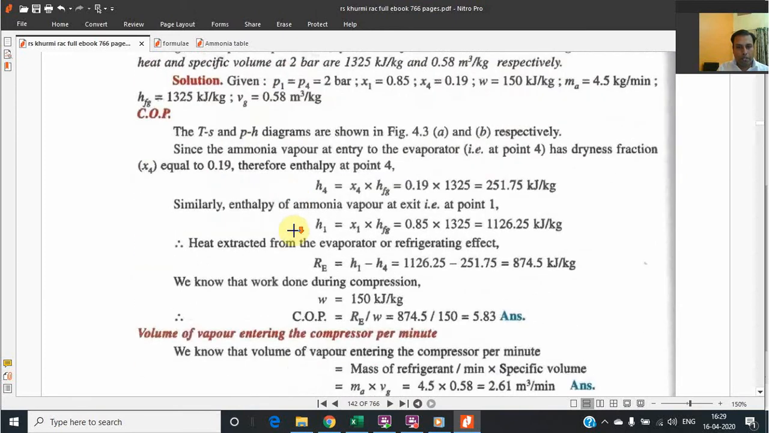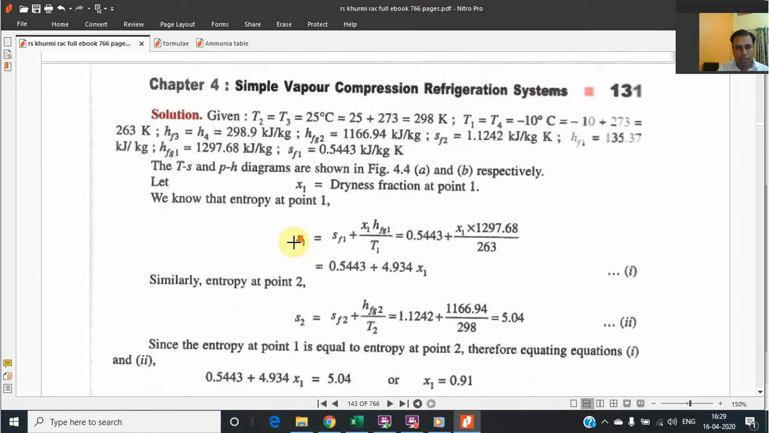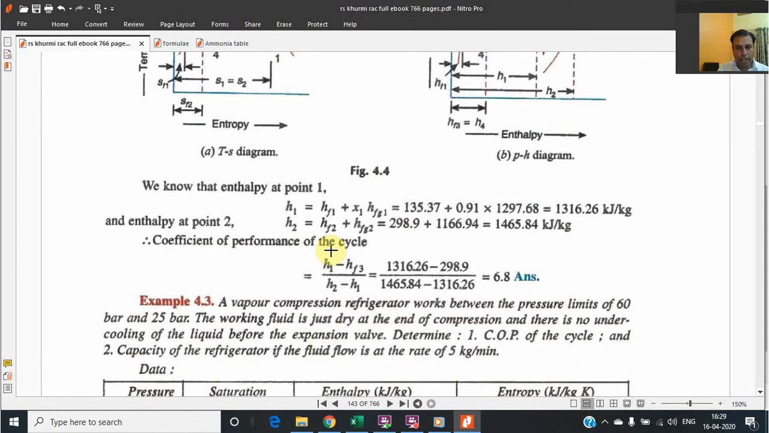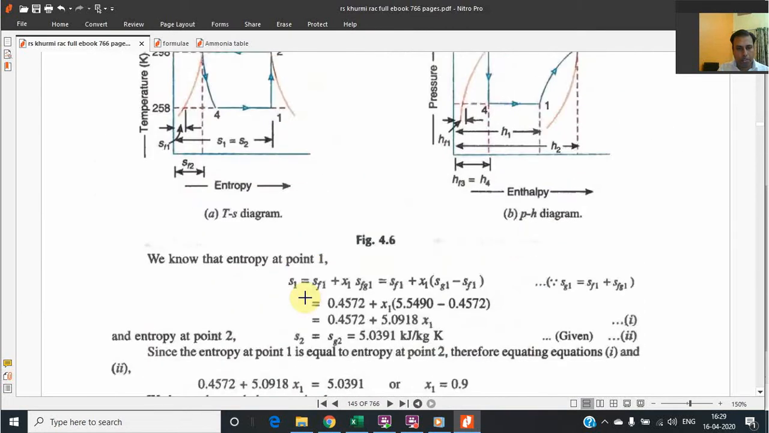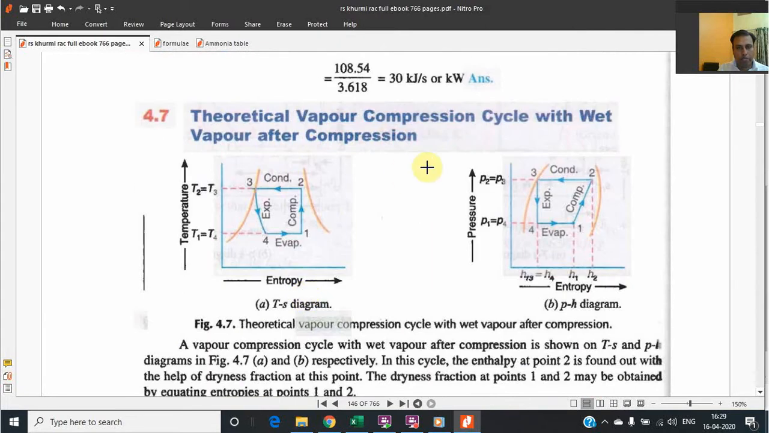If you start with the first case they have shown, the COP is H1 minus H3 upon H2 minus H1. If you go through the second case, scrolling down past the first case, it is wet vapor. The curve is given over here: this is the vapor curve and this is the liquid curve.